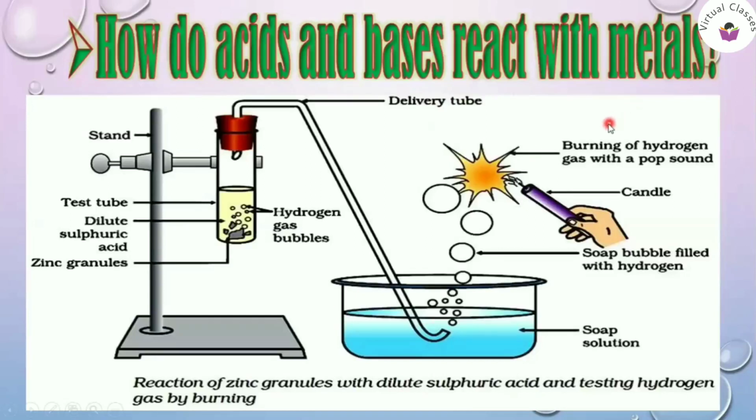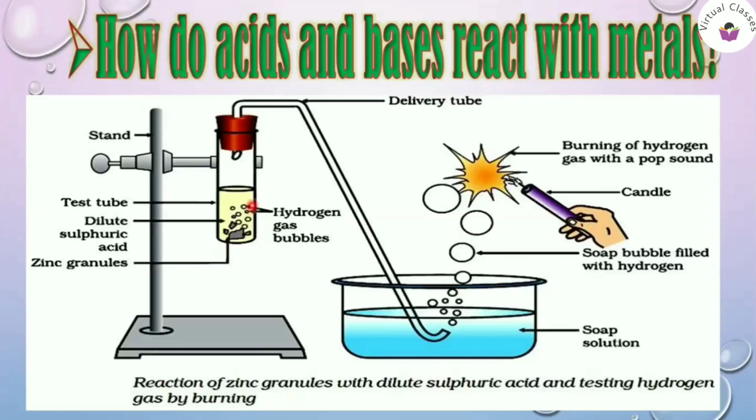For this, we have a complete setup showing the reactivity of an acid with a metal. We have taken zinc granules to which we have added an acid. After the addition of acid to this metal in the form of zinc granules, we'll observe some bubbles which indicate the formation of a gas.